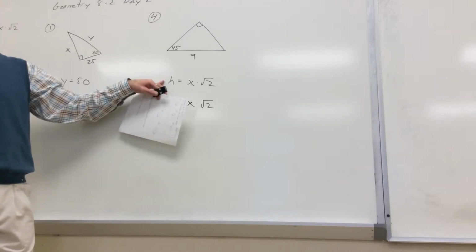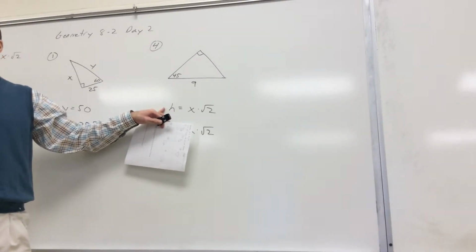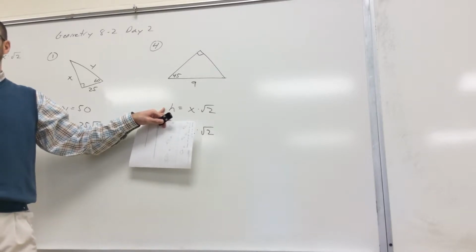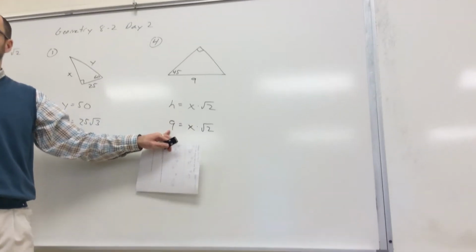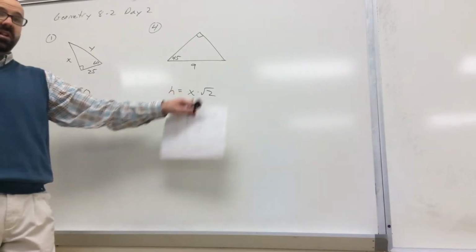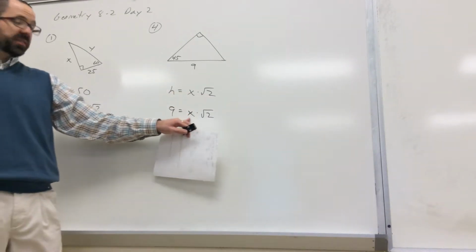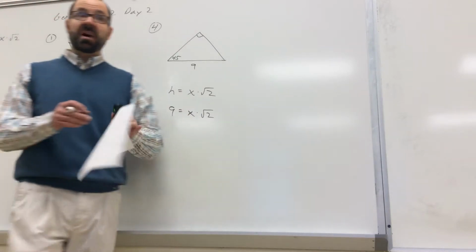So this is the template, the formula, the thing that goes with 45, 45, 90. But then on this particular 45, 45, 90, the 9 is the hypotenuse, so that's why I replaced h with 9. And then I just recopied everything else. I'm trying to find x. So I need to get x by itself.